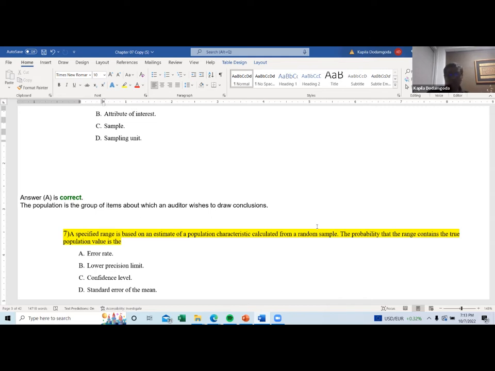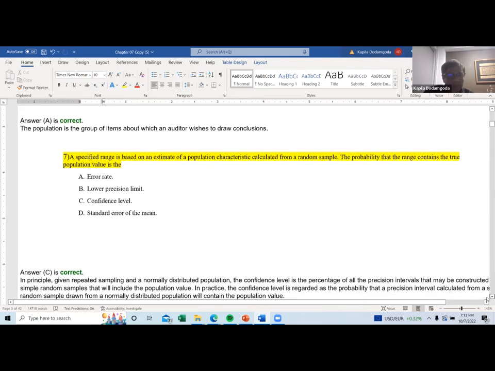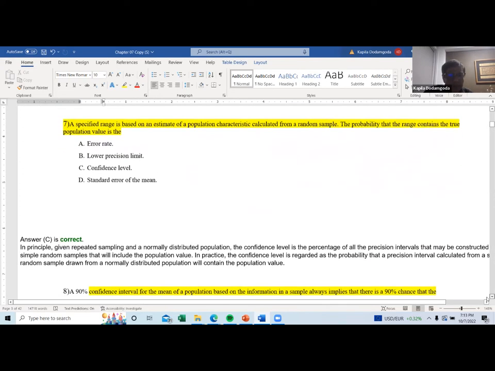When you take a sample and give a range, and you express a probability that the range will contain the true population value, what do you call it? Confidence level. That is the confidence level. The probability that the range contains the true value, that will be the confidence level. Okay.